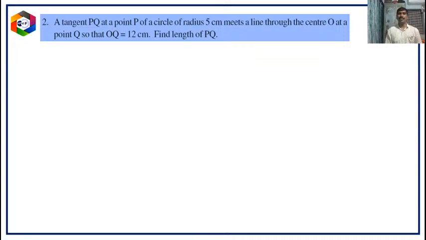Yes, a tangent PQ at a point P of a circle of radius 5 centimeters meets a line through the center O at a point Q so that OQ is equal to 12 centimeters. Find the length PQ. Here again, as I said, it is a length of the tangent based question. Yes children, a tangent PQ. Here the tangent is PQ at a point P of a circle. That means the point P is on the circle and Q is external.